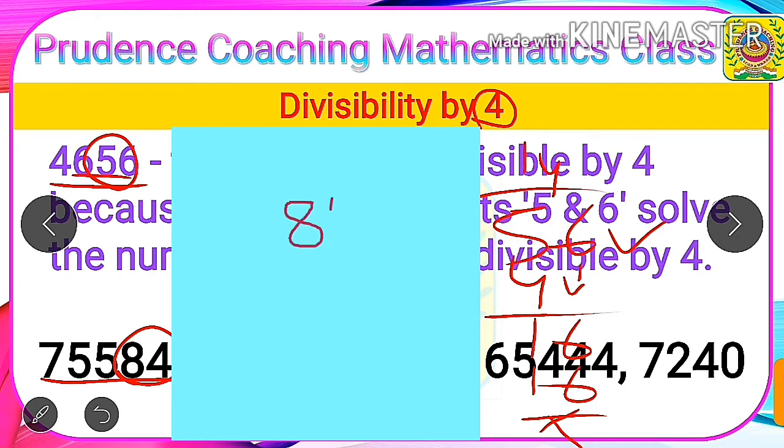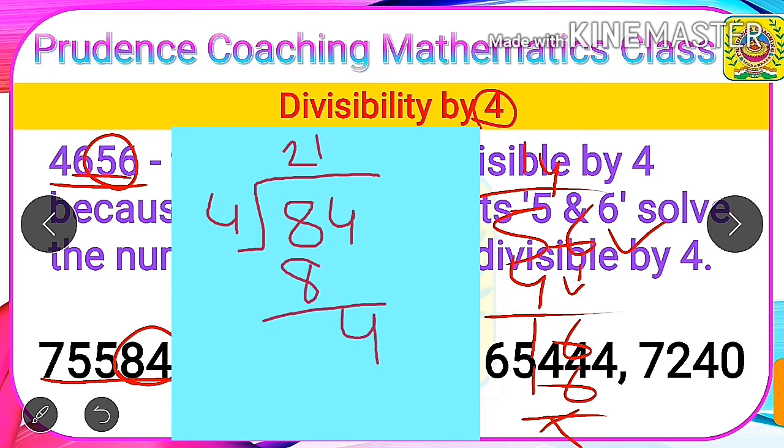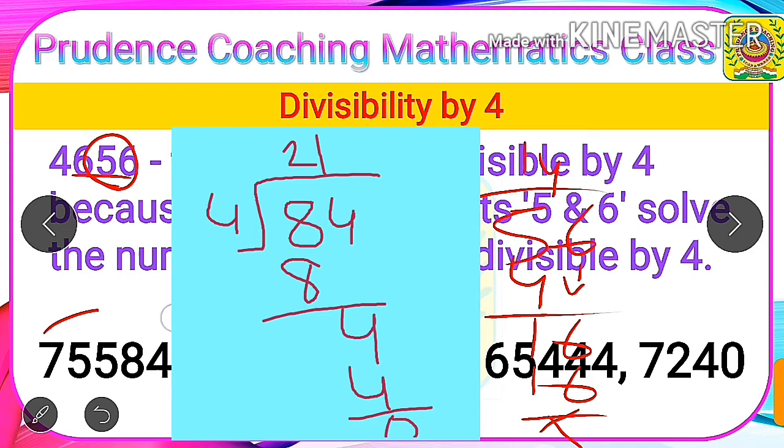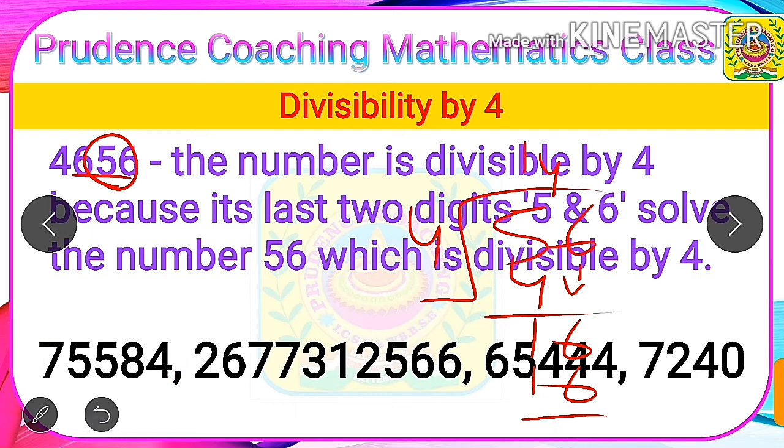So 84. If we divide it by 4, we will get 4 2s are 8 and this 4 will come down and we will get 4 1s are 4. So as you can see, 84 is completely divisible by 4. Therefore, this complete number, that is 75,584, will be divisible by 4. Let us see another number.